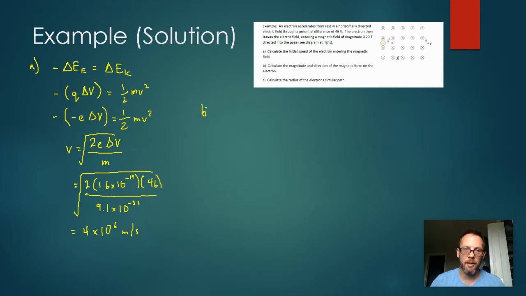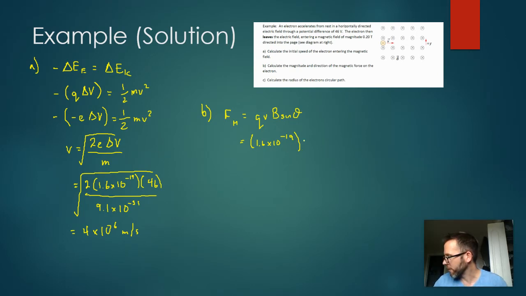Now that we know the speed that it goes in that magnetic field, we can find the magnitude of the force, and then we'll talk about its direction afterwards. So Fm equals QvB sine theta. Remember, this is magnitude, right? So the magnitude of our charge, it's an electron. The magnitude of that charge is 1.6 times 10 to the minus 19. v, we just found, 4 times 10 to the 6. The field strength, 0.2 teslas.